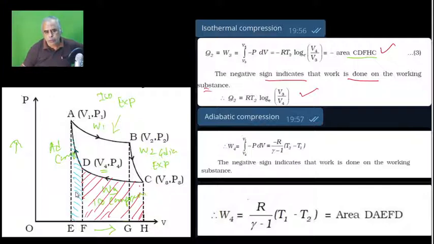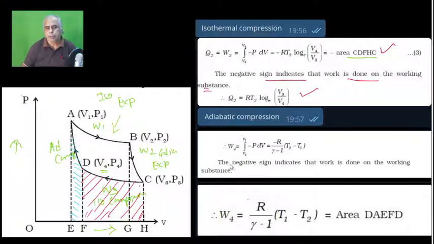And what about the work done? Work done in adiabatic compression is represented here as a blue line, and the red lines indicate the area under the curve, that is the work done in the isothermal compression process. Are you able to follow? Now when you compare these two, probably you will understand that isothermal compression work is more than that of adiabatic work. Do you understand? Right.